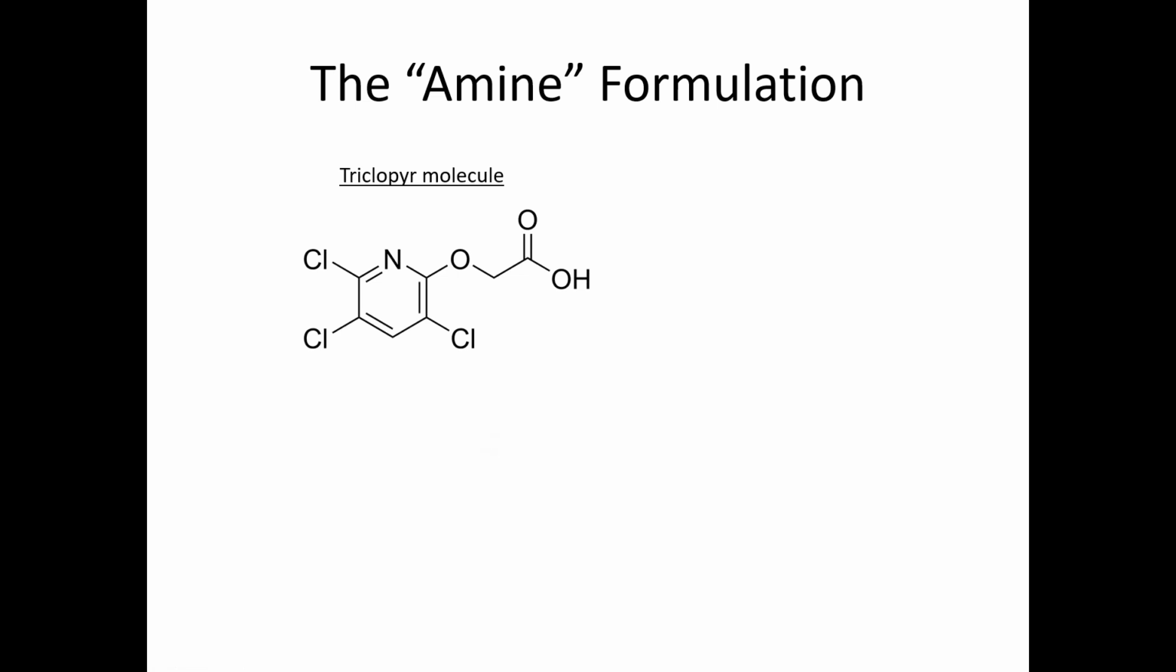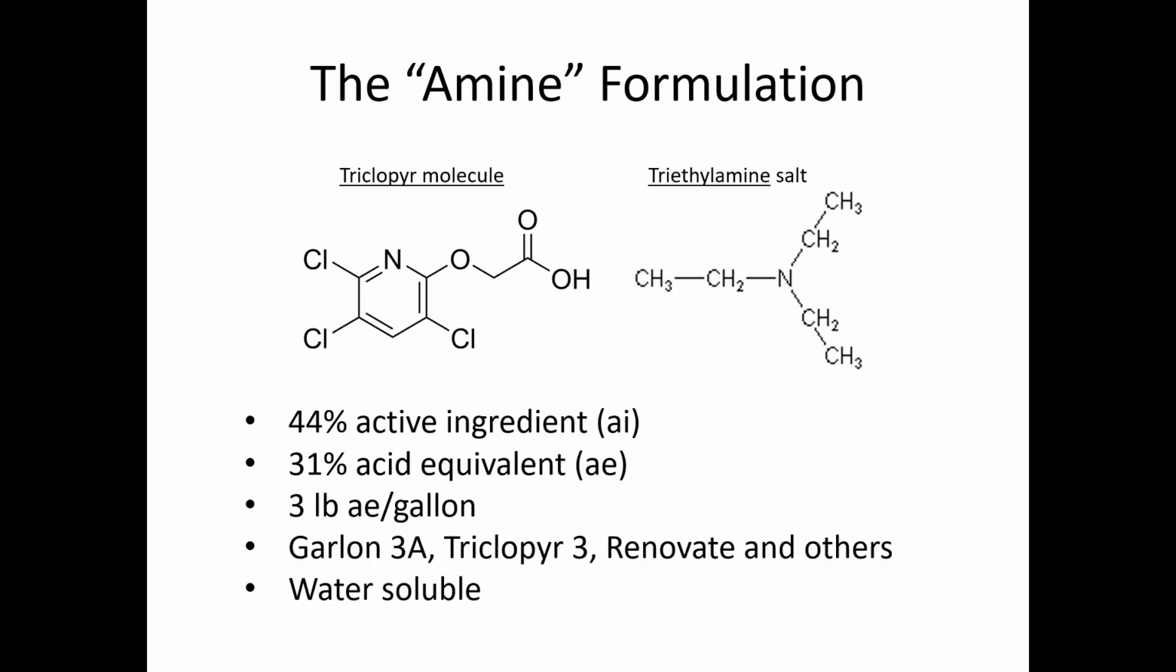Now, when this form was formulated as an amine, it's formulated as a triethylamine salt, and you can see these 3 ethyl groups associated with the nitrogen here making up the triethylamine salt. So this formulation has always been called the amine formulation, or the triethylamine salt formulation. Now, this formulation has several things on the label that you want to pay attention to. First off is that percent active ingredient, or AI. In this case, it's 44%.